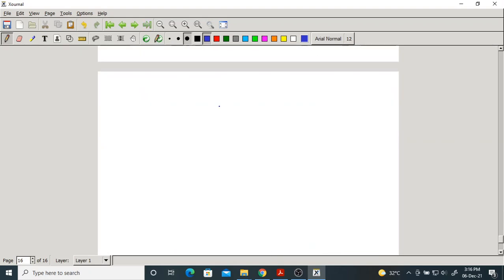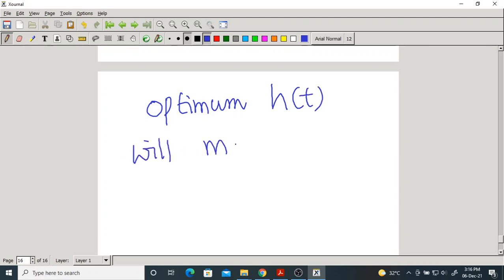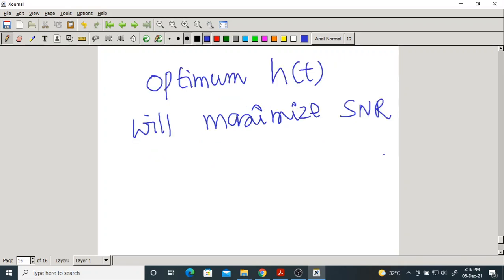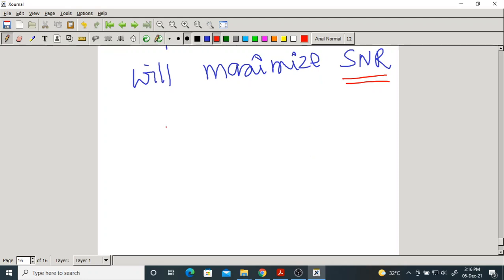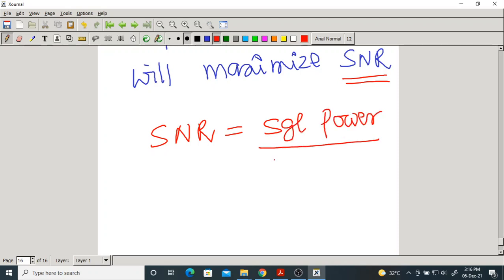The optimum filter h of t will maximize SNR. So we have to choose a filter which maximizes SNR. Here we deal with SNR in this case. I will explain why. Even though it is a digital modulation technique, we call it with SNR. You know SNR means signal power by noise power.